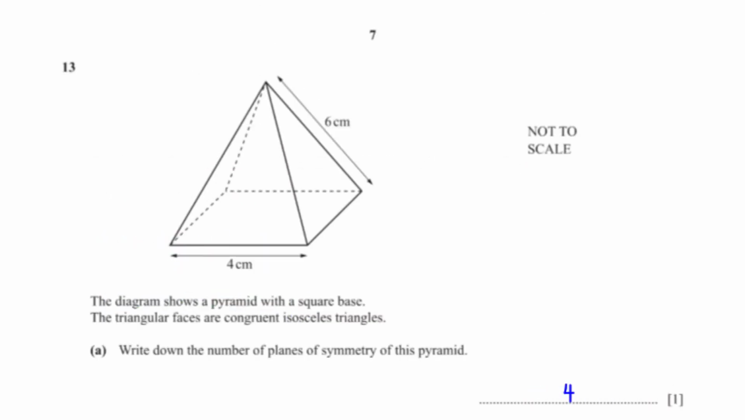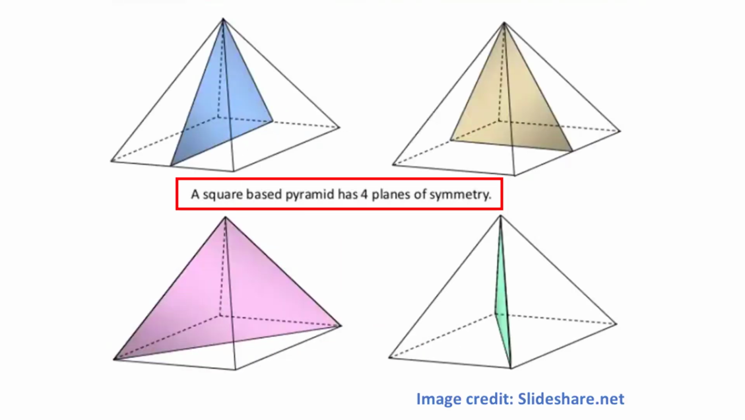The diagram shows a pyramid with a square base. The triangular faces are congruent isosceles triangles. Write down the number of planes of symmetry of this pyramid. A plane of symmetry is simply a flat surface that cuts an object into two halves, such that one half is the mirror image of the other half. We see from this illustration that a square-based pyramid has 4 planes of symmetry.